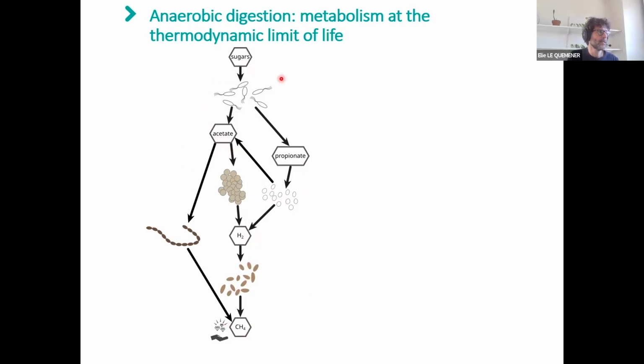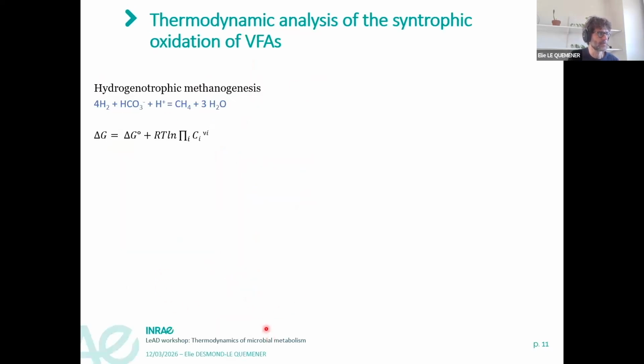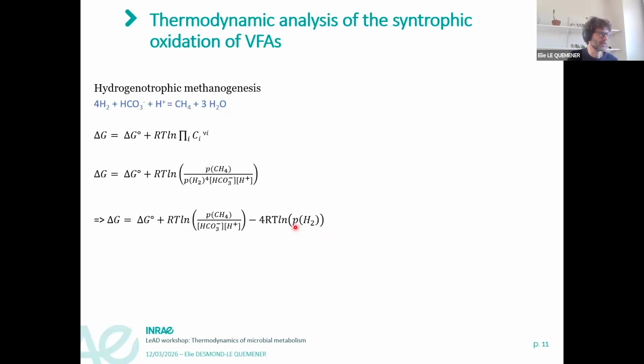produce methane. And when you look at the energy available here, for the fermentation it is quite high, whereas the energy available for the final step is quite low. Just to illustrate, hydrogenotrophic methanogenesis here: we have 4H2 plus HCO3- plus H+ give CH4 plus 3H2O. If we compute everything, we have the delta G here with the full explanation with all the concentrations and partial pressures.